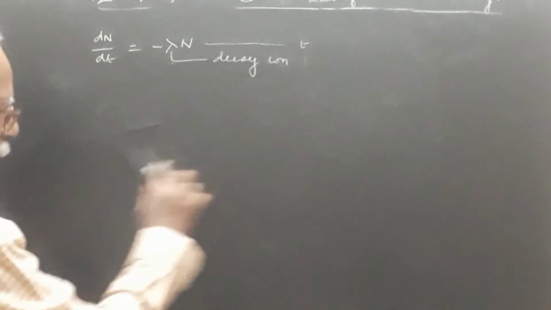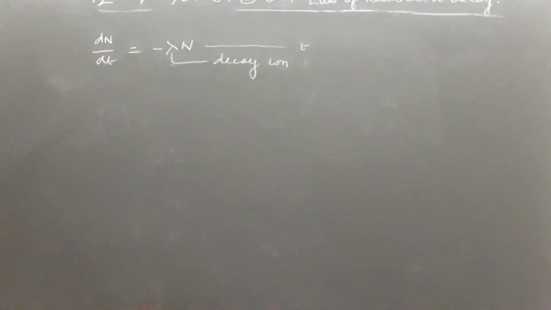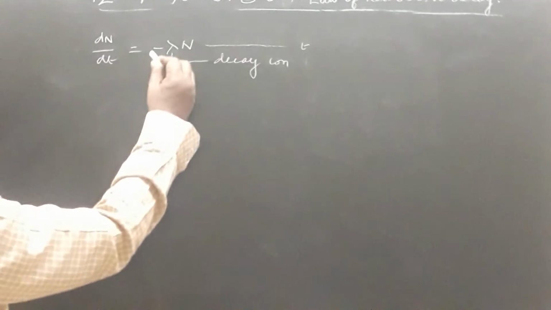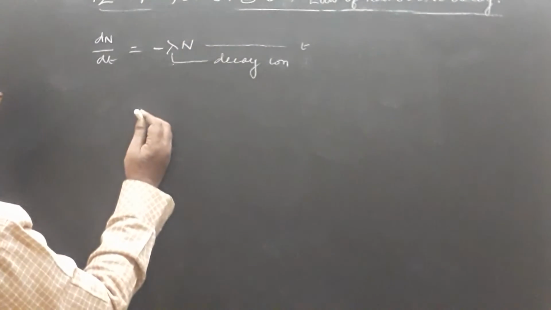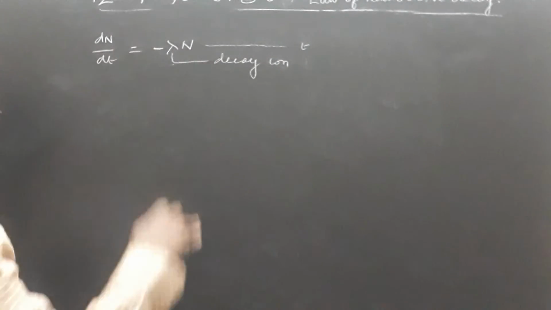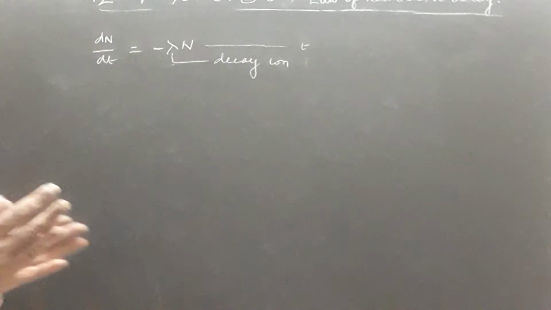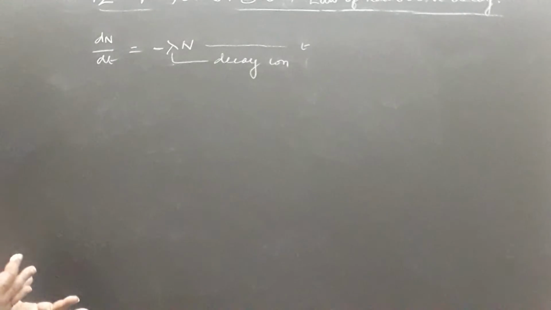Again, now we have to simplify this equation. Here the negative sign indicates that when the time increases, the decay speed also decreases. That's why the negative sign indicates that when you take a long period, the decay process happens slowly.